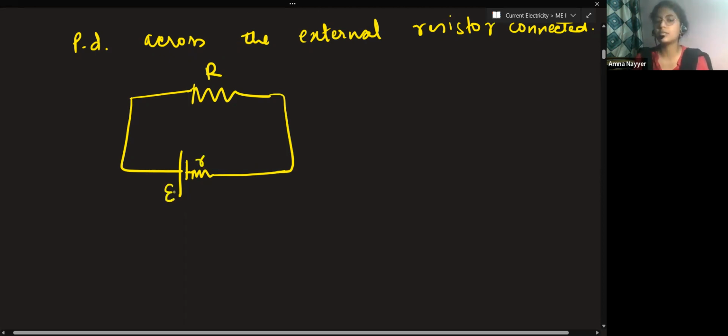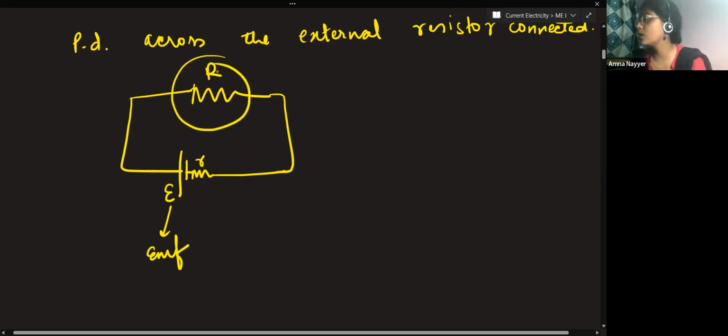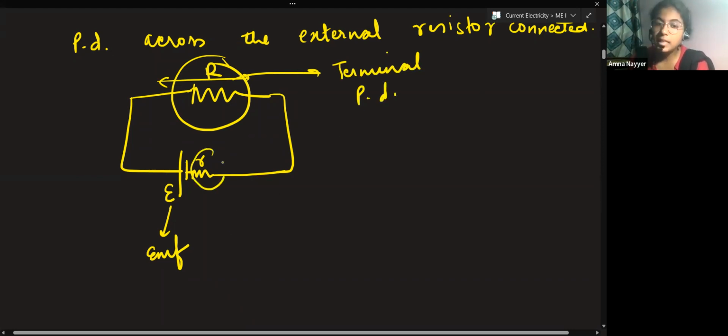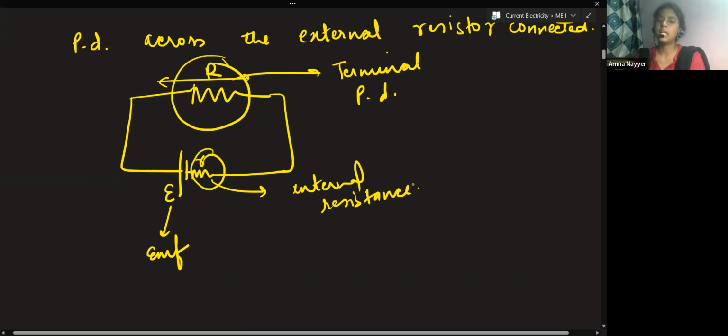This has the EMF. So this quantity we have is known as EMF. This quantity is known as the external resistor. And the potential difference across this external resistor, you call that the terminal potential difference. This is known as the terminal potential difference. And this is known as the internal resistance. Now, how to connect them?